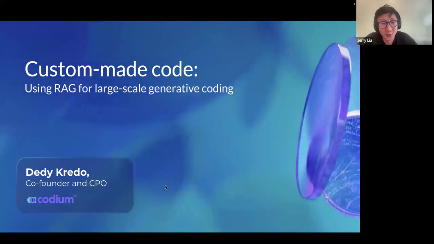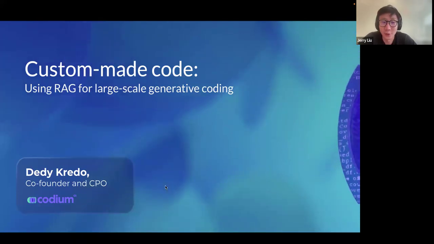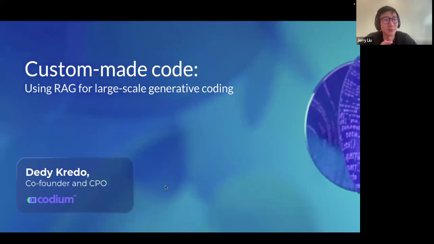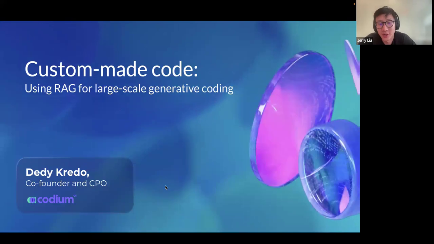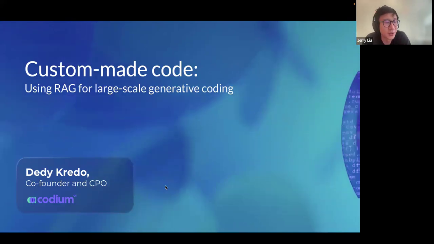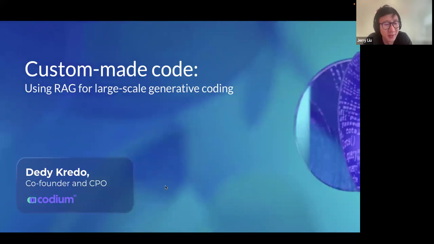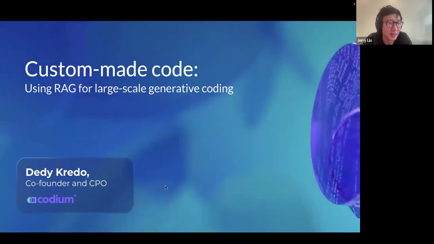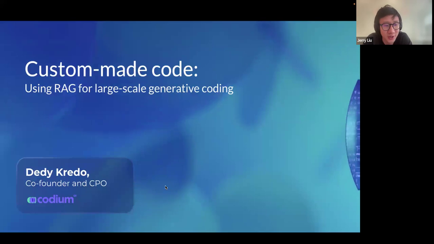Today, I'm excited to host Didi Credo from CodiumAI, and the topic of today's talk will be on using RAG for large-scale generative coding. Actually, coding is something pretty interesting because we haven't really touched upon it too much in the LlamaIndex world. A lot of our data sources tend to be documents, complex data, unstructured text files.